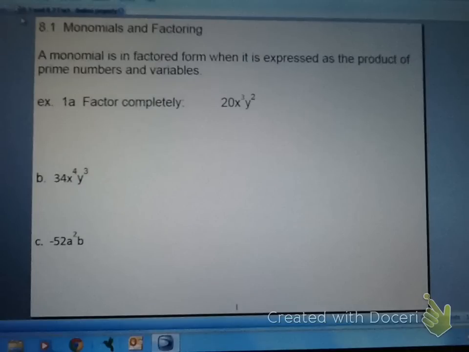Section 8.1 is monomials and factoring. In this example, when it says to factor completely, that means we want to write the prime factors of 20x cubed y squared. The prime factors of 20 are 2 times 2 times 5, and x cubed is x times x times x, times y times y. Example B, 34, that is 2 times 17.